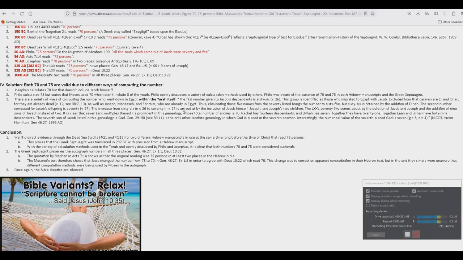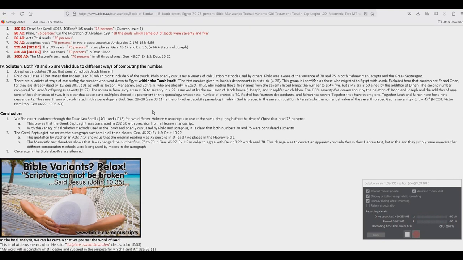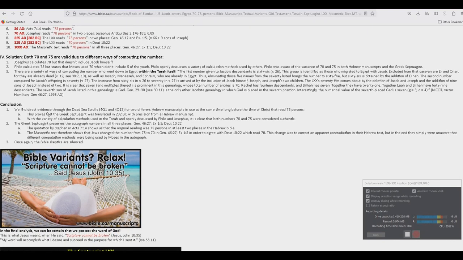So there's different ways of counting and different ways of looking at how you come up with the number, okay? The conclusion: we find direct evidence through the Dead Sea Scrolls, those two Dead Sea Scrolls quoted above, for two different Hebrew manuscripts in use at the same time, long before the time of Christ, that read 75 people. This proves that the Great Septuagint was translated in 282 BC with precision from a Hebrew manuscript. So it's not like the Septuagint got it wrong.